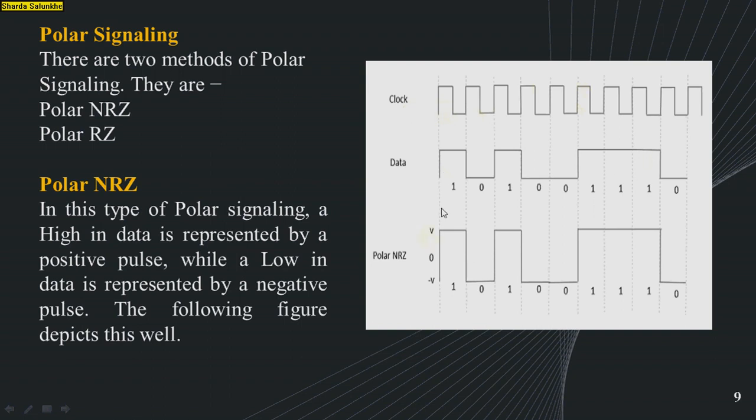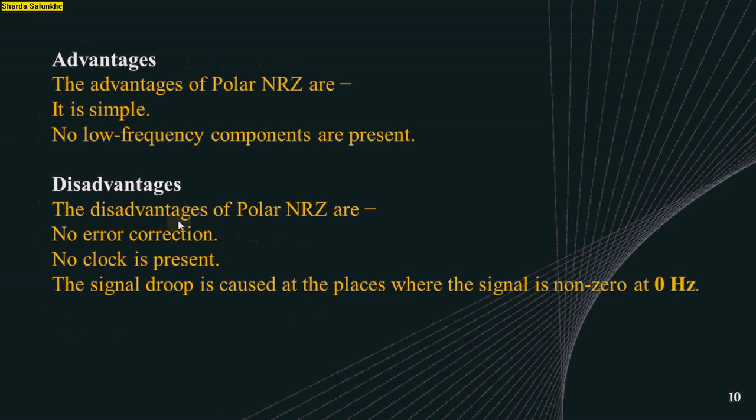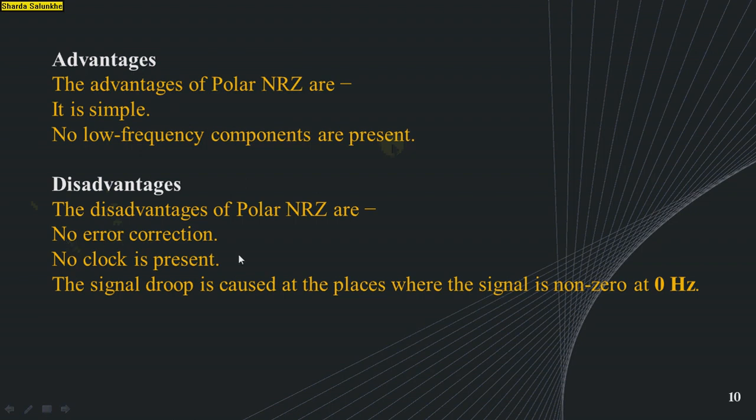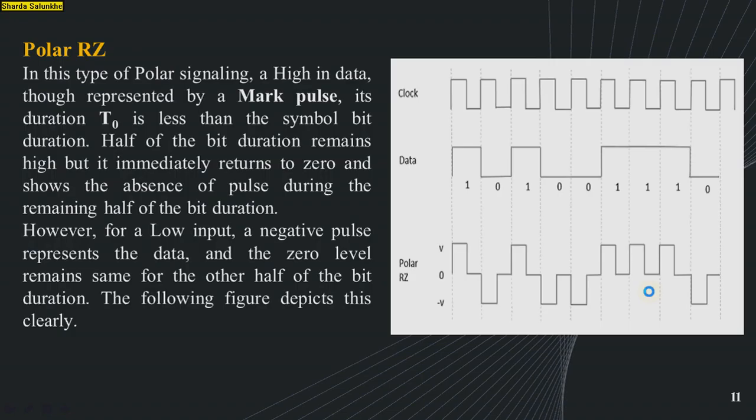So this is the clock and this is the data. A 1 is represented as a positive pulse, and 0 is represented as a negative pulse. Again, 1 is represented as a positive pulse and 0 as a negative pulse. So it is polar NRZ, non-return to 0. The advantages of polar NRZ: it is simple and no low frequency components are present. The disadvantages: no error correction, no clock is present, and signal drop is caused at the places where the signal is non-zero at 0 hertz.